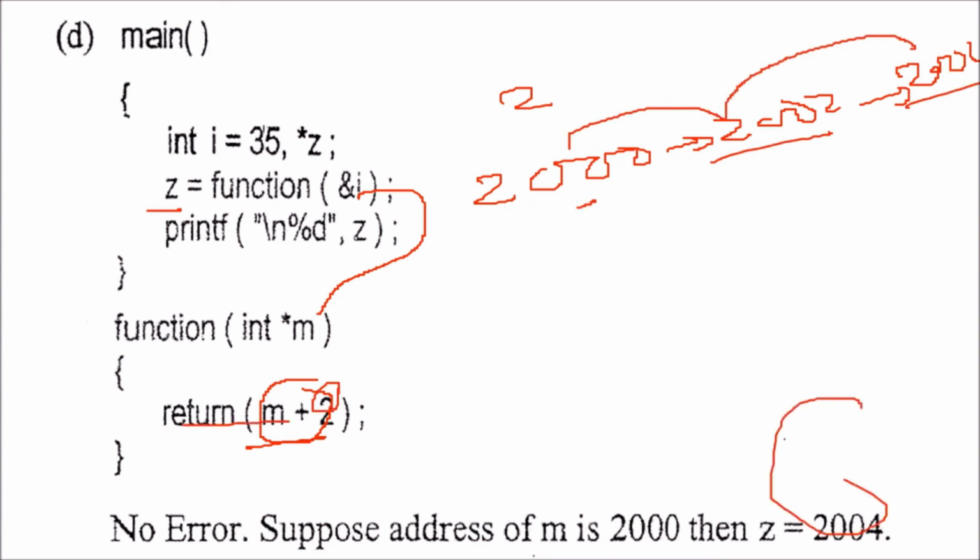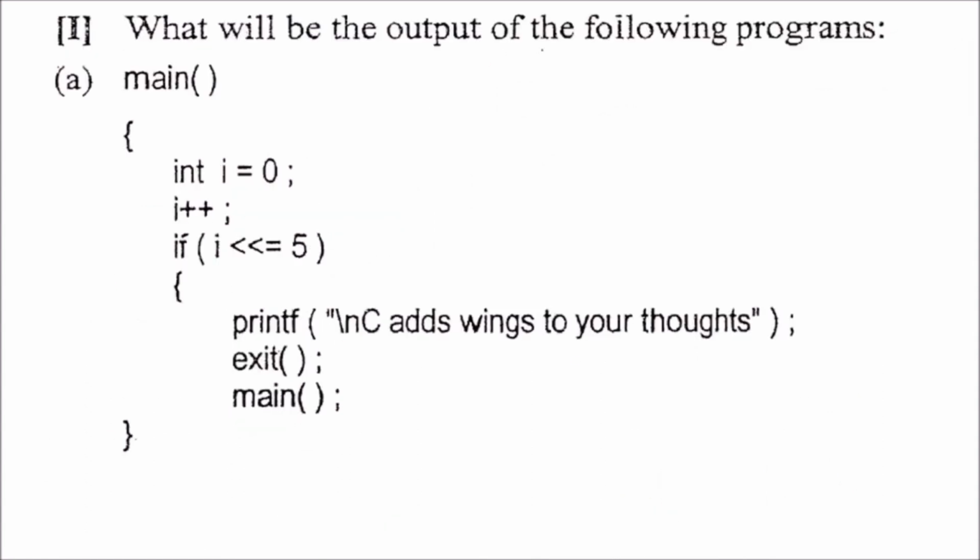So it will be 2004, if at all we are supposing it to be 2000. What will be the output of the following program? int i = 0; i++. What is this? Let us see. But we'll talk about this operator later.